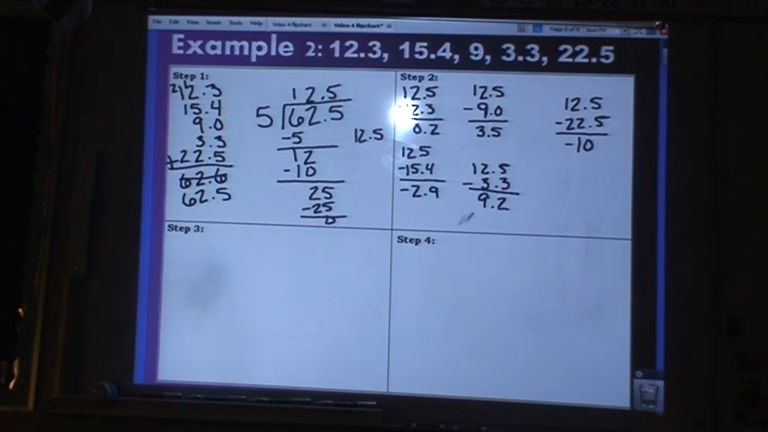For the third step, we are going to turn all of these into positive numbers. So we've got 0.2. That negative 2.9 is going to become just a positive 2.9. The 3.5 will stay 3.5. 9.2 is going to stay 9.2. And the negative 10 is going to become a positive 10. For step 4, we're going to find the mean of these deviations. So we're just going to add them up.